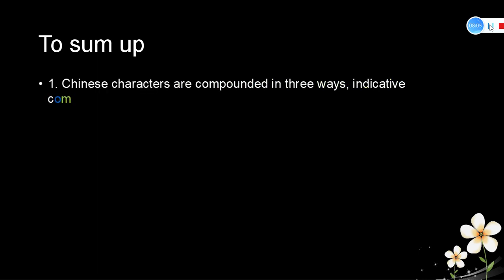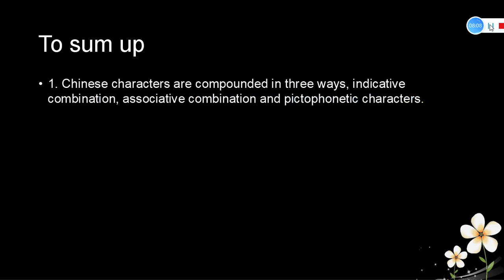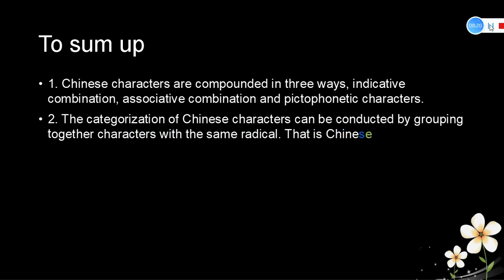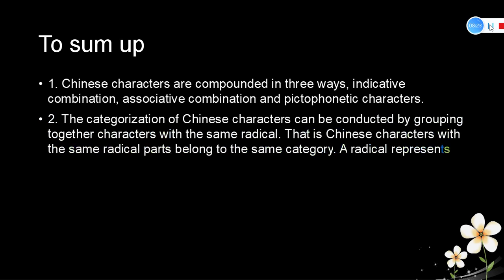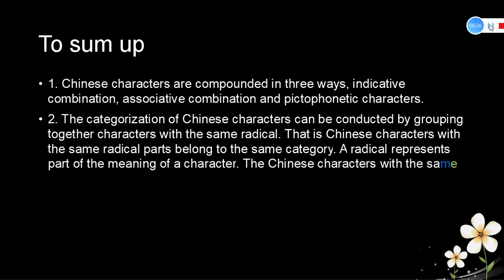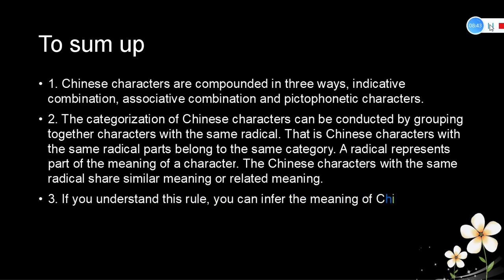To sum up, Chinese characters are compounded in 3 ways: indicative combination, associative combination, and pictophonetic combination. The categorization of Chinese characters can be conducted by grouping together characters with the same radical. That means Chinese characters with the same radical parts belong to the same category. A radical represents parts of the meaning of the character. The Chinese characters with the same radical share similar or related meaning. If you understand this rule, you can infer the meaning of Chinese characters based on the radicals.